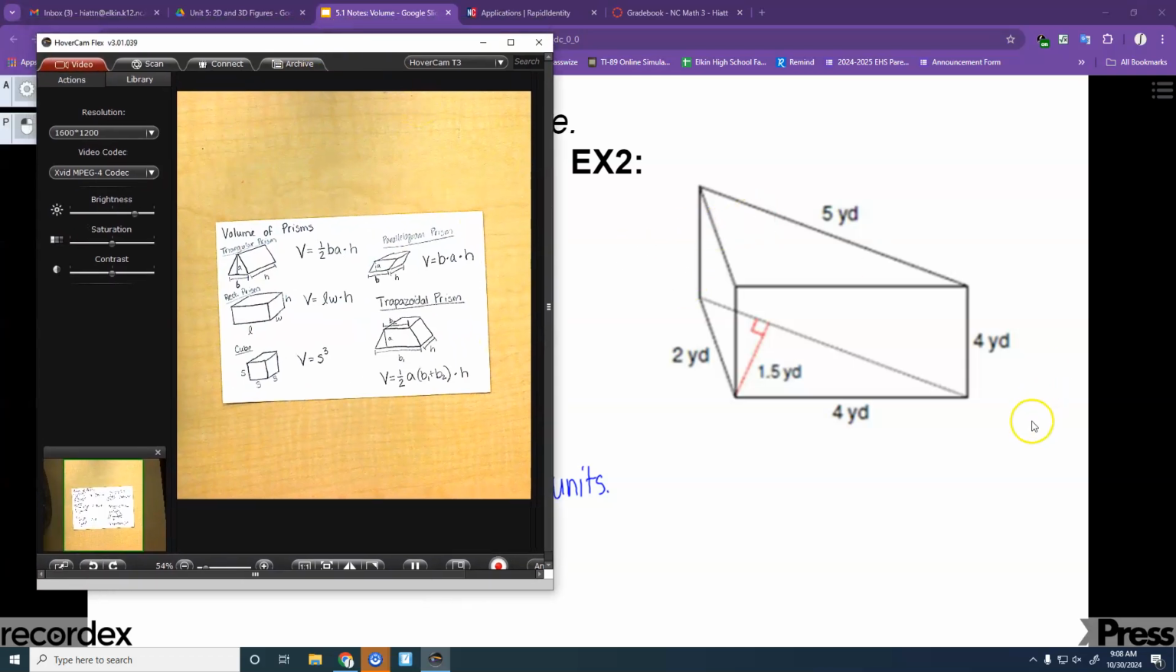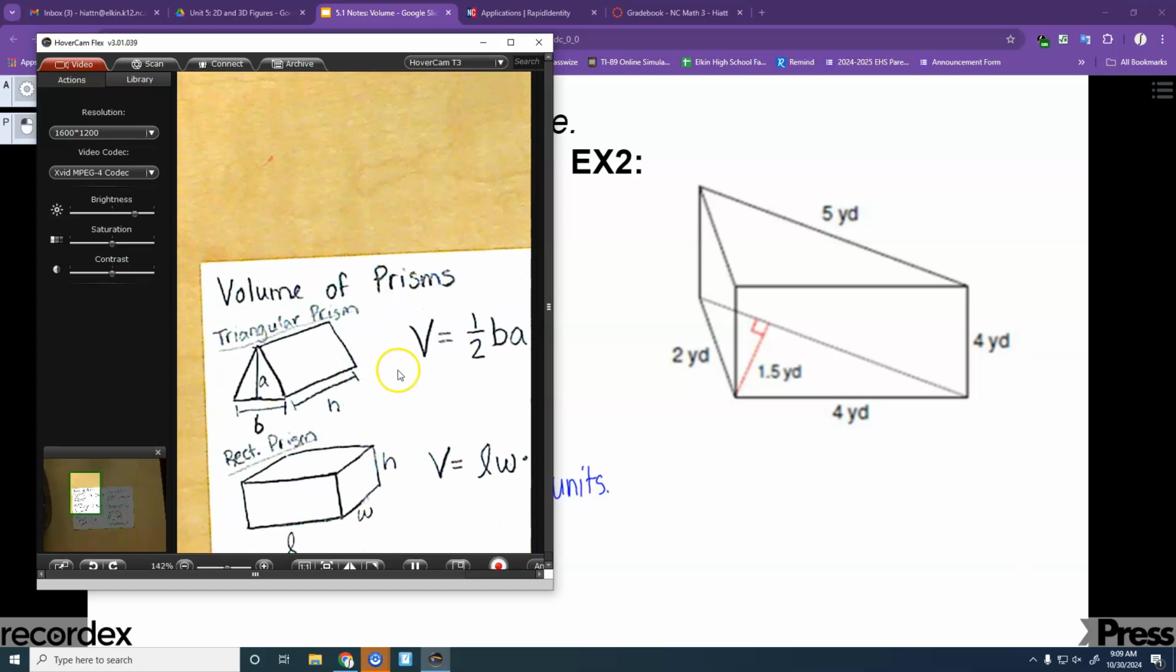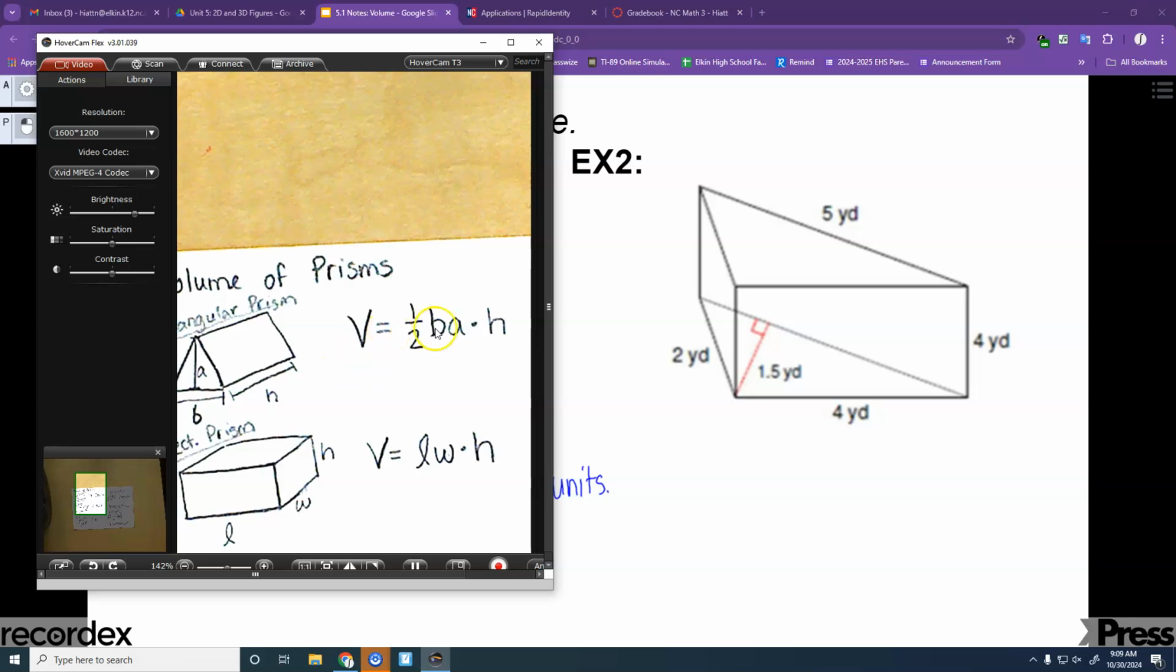Which one are we looking at there? What type of shape have we got? Triangular prism. So we want to use this formula right here. Volume equals 1/2 base times the altitude times the height. Now, the problem is this triangular prism is not turned the same way as the one that we drew. So this is where kids start to get confused because you have to turn things in your mind.